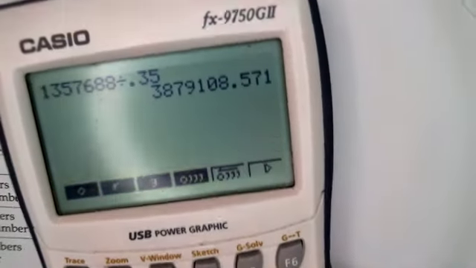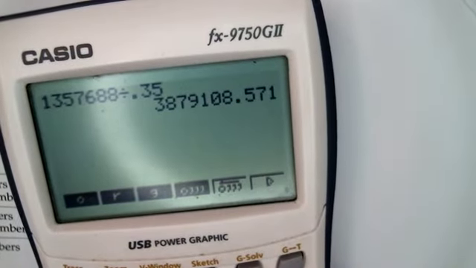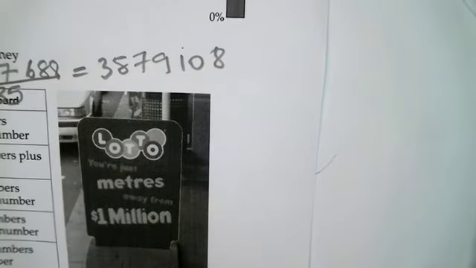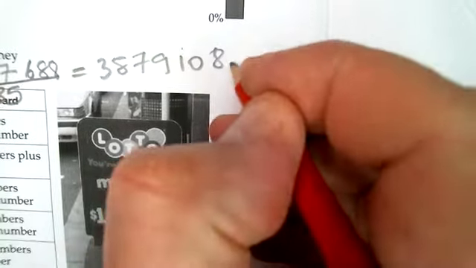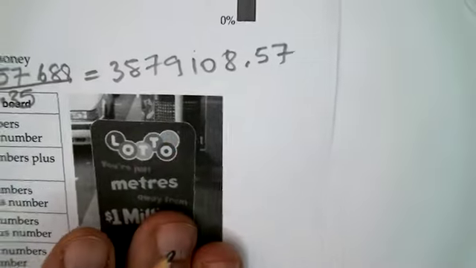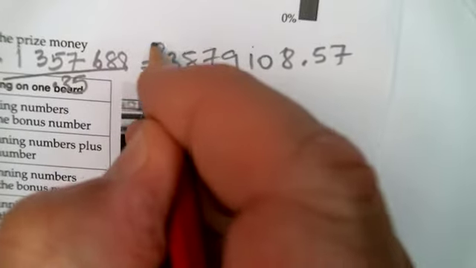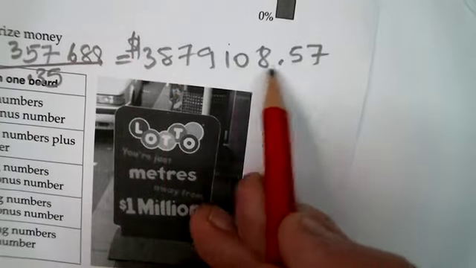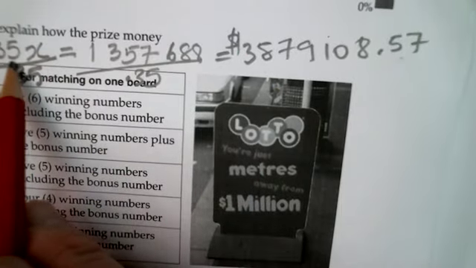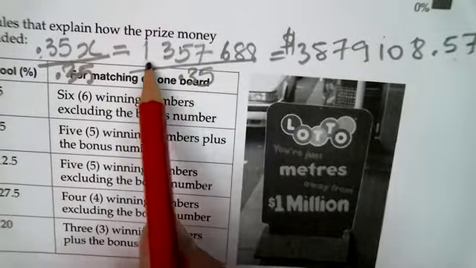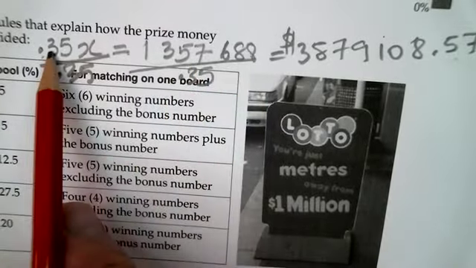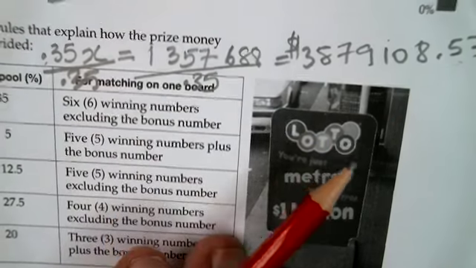So it's going to be equals 3,879,108 and change, which is 557. So there is the answer. I'll put a dollar sign in front of it. So that is the total prize pool if one person who gets 1 million and change takes 35% of the prize pool. And that's how I would calculate that.